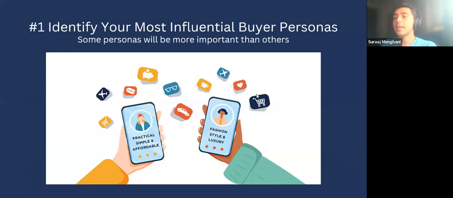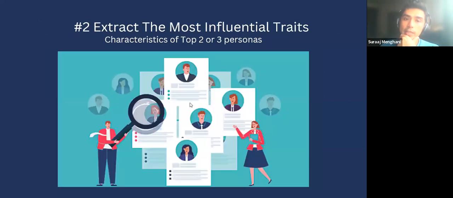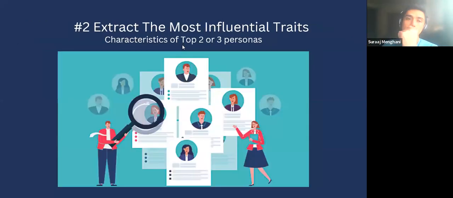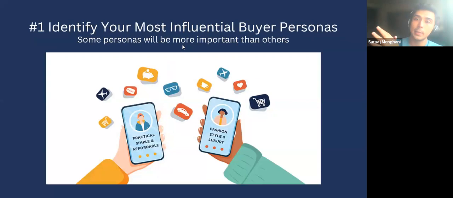Let's go ahead and understand how we come up with a brand persona. How do we decide whether we want to be a jester, everyman, or what is it that we want to be? How do we decide it at the end of the day? Okay. So what we're going to do is identify the most influential buyer personas. After that, we're going to extract the most influential traits. Okay. Identify the role they want from your brand. Now let's break down these first 3 points and try to understand them better.